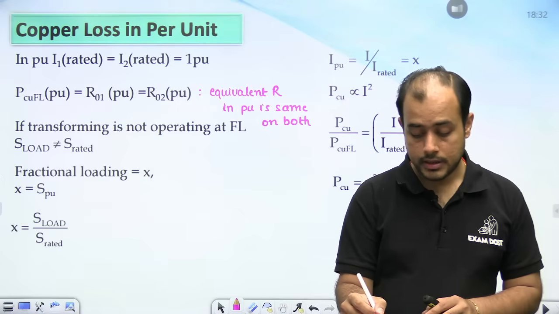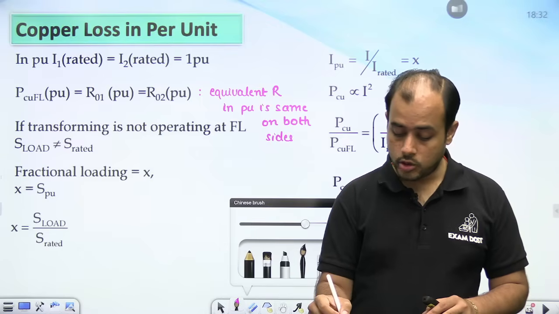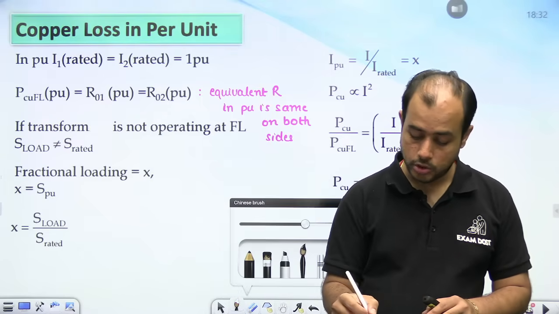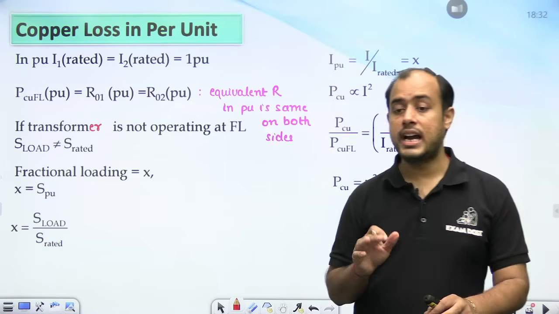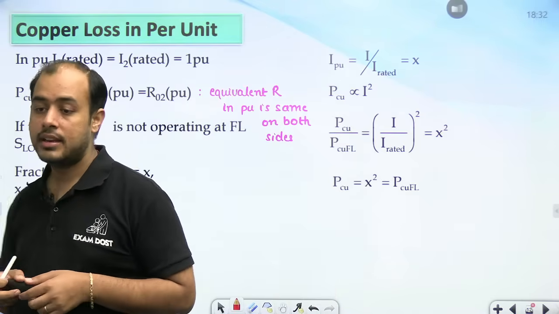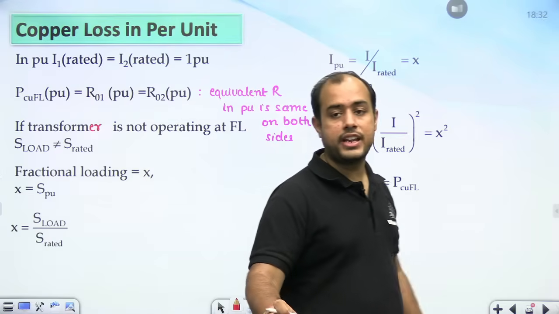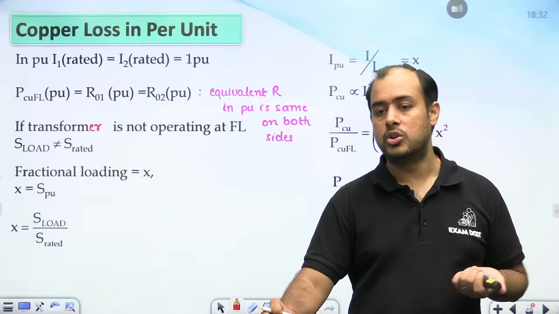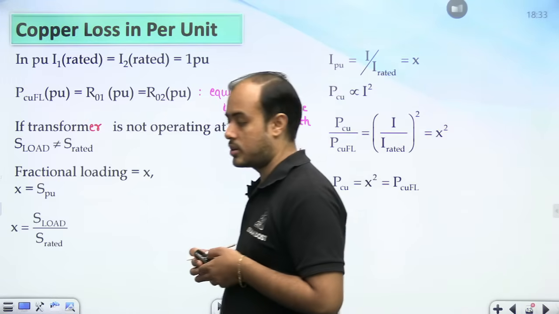Now beta, if transformer is not operating at full load, देखो what is full load? Full load is the rated condition. Full load क्या है? Rated condition होती है। So suppose I have designed a transformer of rating 5 MVA. So will the load always be 5 MVA? अगर मैंने 5 MVA का बना दिया तो क्या लोड हमेशा ही 5 MVA रहेगा? No, it is not necessary बेटा. It is not necessary. Okay.